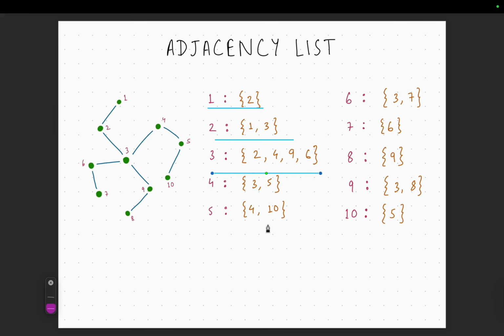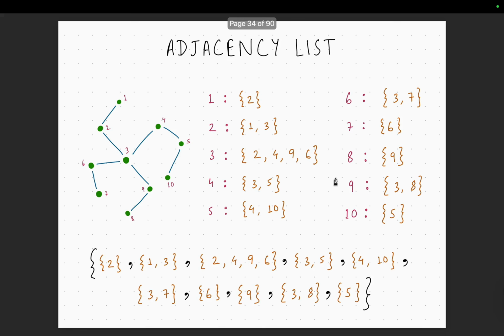Now this is useful because the neighbors of 1 are stored in the first position, neighbors of 2 are stored in the second position. So if you have this in, say, a vector data structure in C++, you can easily access everything.